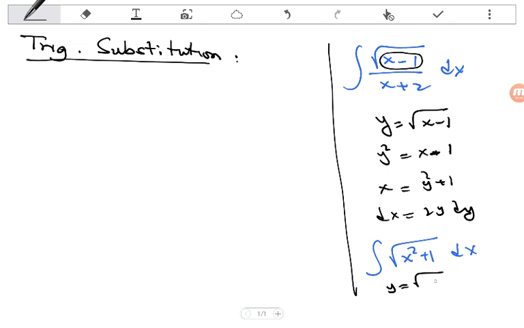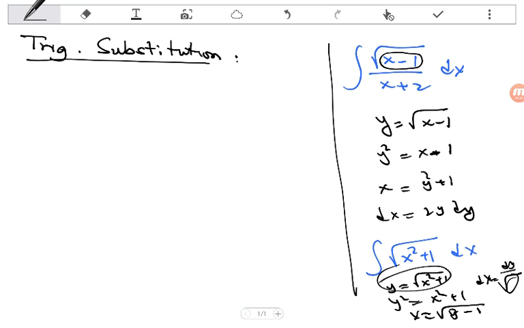If I say that y is equal to root x squared plus 1, and y squared is equal to x squared plus 1, whenever I try to eliminate the root by substitution, I find it returns again. So in this case, I will have x equal to root y squared minus 1, and dx will be dy over some new root. So when I make the substitution, I will get another root.